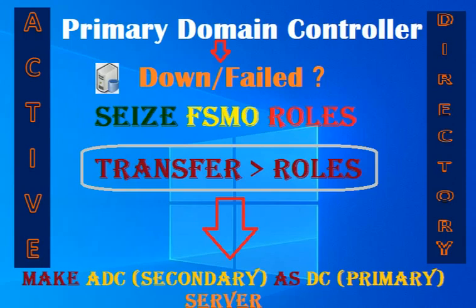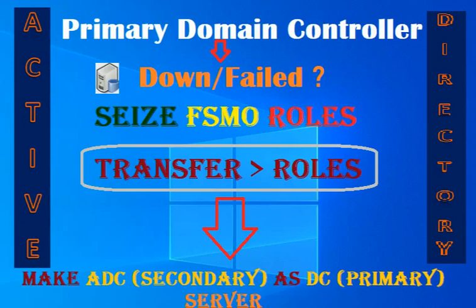Let me clarify again. If you have a domain server and an additional domain controller, DC and ADC, and your domain server crashed, completely down due to SMPS failure, hardware failure, or any other reason like an OS crash, then you need to seize these FSMO roles and transfer them to the additional domain controller, the ADC, and make it the primary DC, as the domain controller.